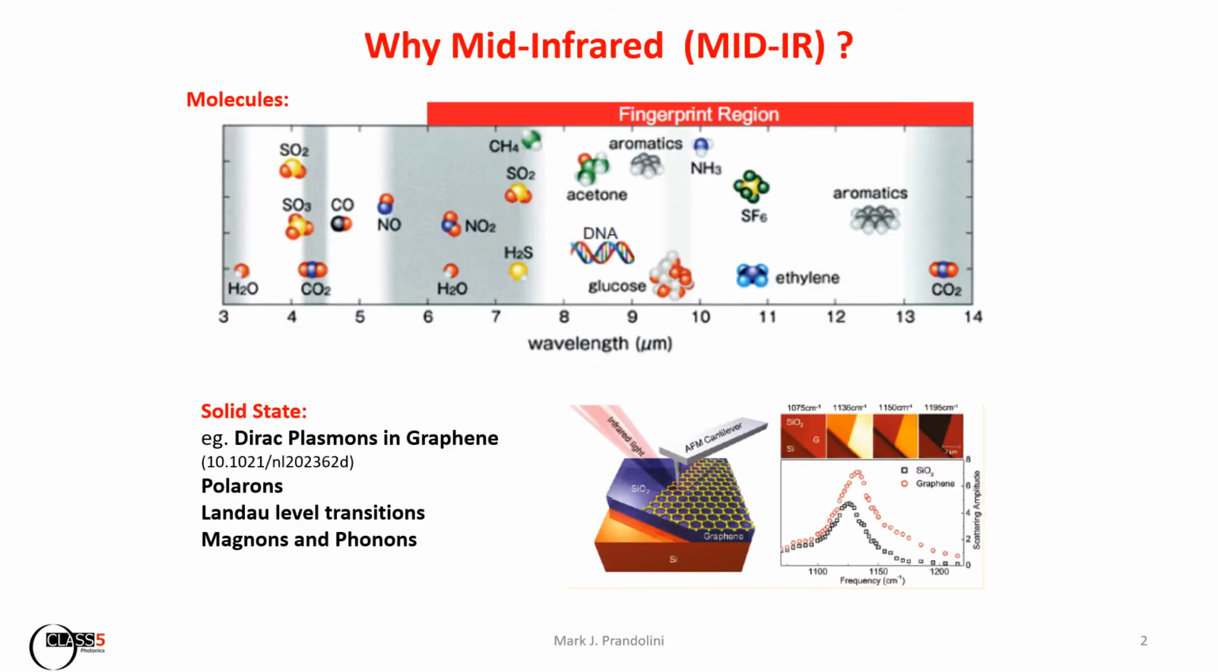Why might you need a mid-infrared laser source? It turns out that many important biomolecules have their vibrational resonance within this region, which is called the fingerprint region. And in addition to small molecules, there are also many applications in solid-state physics. I've given one example of Dirac plasmons in graphene, which has a resonance at 9 micrometers. Other systems with mid-infrared resonances include polarons, Landau level transitions, magnons and phonons.